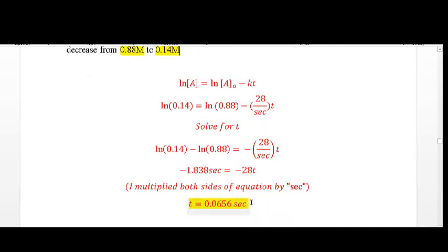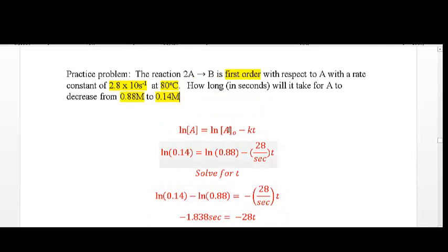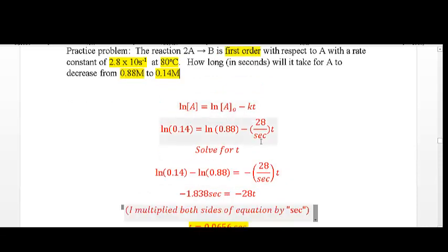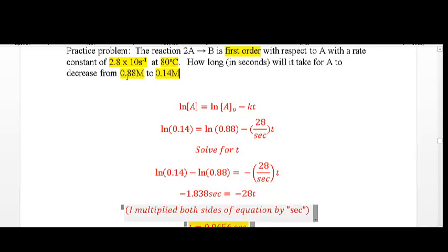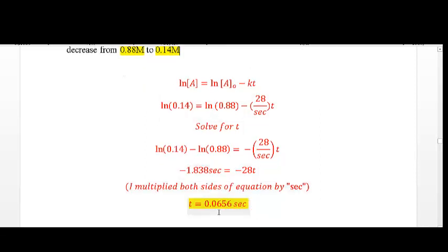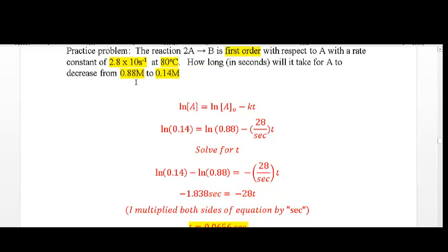I got 0.0656 seconds. Usually we don't take the natural log of a number with units, so we omit the units when we put it inside the natural log, and then we put the units back in. Because it decays with first order, I just put in my first order equation, and now it's just a matter of math. So this is going to decay at 0.0656 seconds from this concentration to this concentration. In other words, it's going to take 65.6 milliseconds. So pretty fast, taking 65.6 milliseconds to go from 0.88 to 0.14.